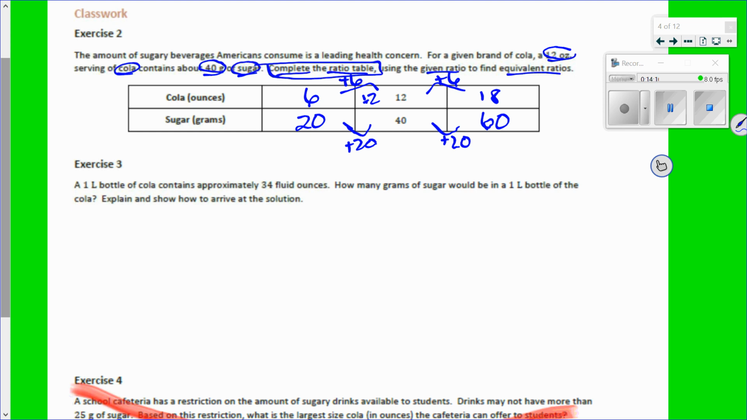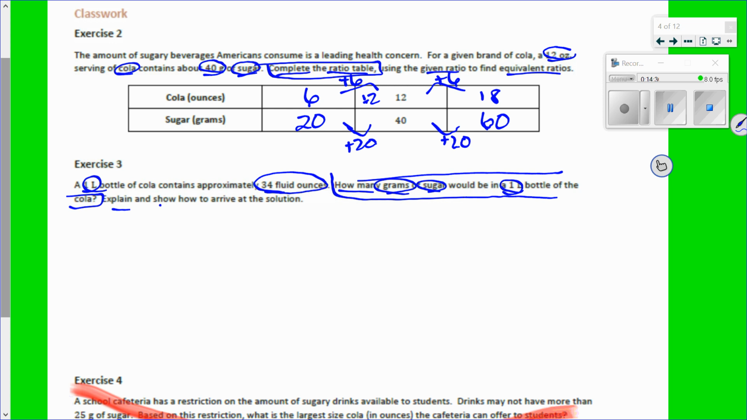Now we're going to take this table and make a double number line out of it. We see a 1-liter bottle of cola contains approximately 34 fluid ounces. How many grams of sugar would be in a 1-liter bottle of the cola? There's our question. Explain and show how to arrive at the solution.